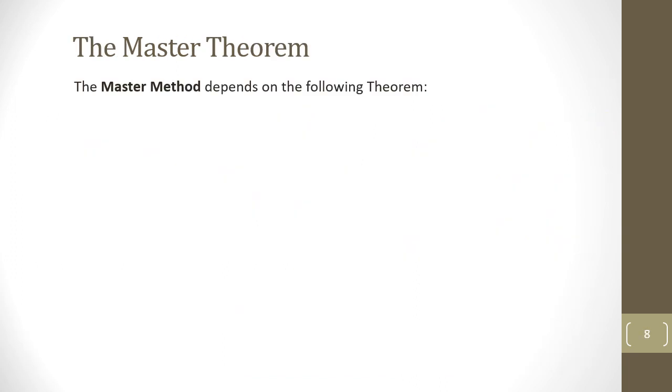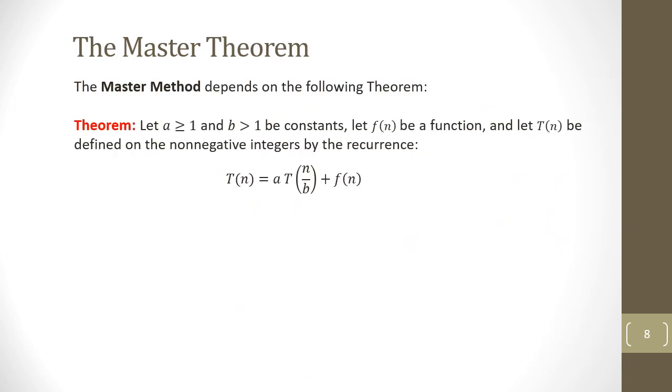The master method depends on the master theorem, which states: let a and b be constants. a should be greater than or equal to 1 and b should be strictly greater than 1, and let f(n) be a function, and let T(n) be defined on the non-negative integers by the recurrence T(n) = a T(n/b) + f(n). Then T(n) can be bounded asymptotically as follows.